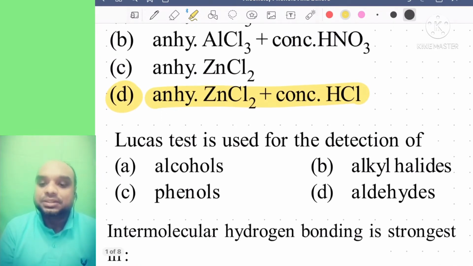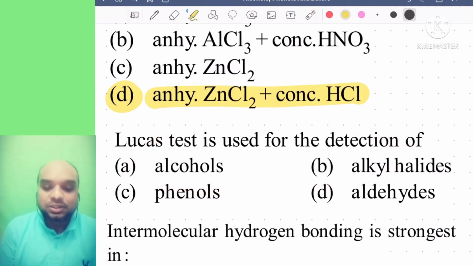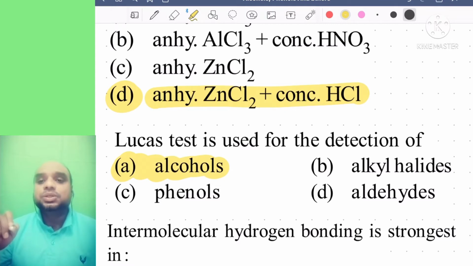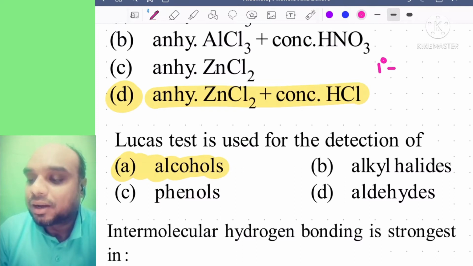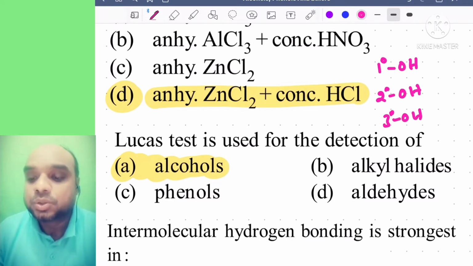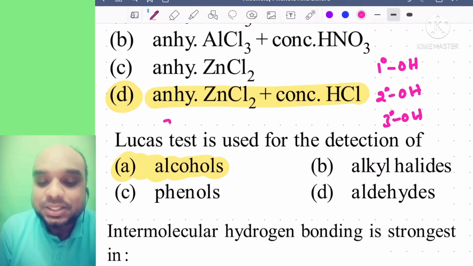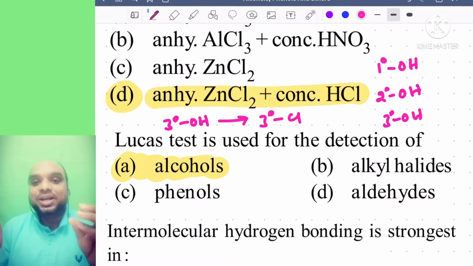Lucas test is used for the detection of alcohols. What is the use of this? Here, we have primary alcohols, secondary alcohols, and tertiary alcohols. Tertiary alcohols are highly reactive. So when we add Lucas reagent to tertiary alcohol, it is immediately converted to tertiary chloride. So turbidity, a white precipitate, will form. That is called turbidity. So the reaction takes place immediately.